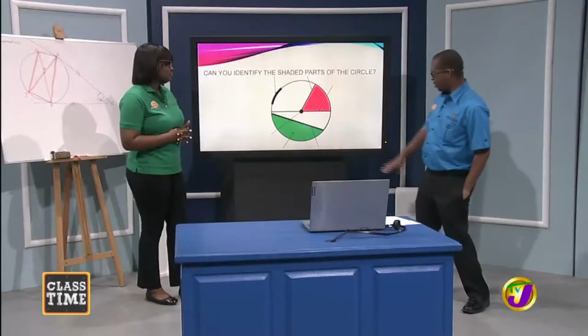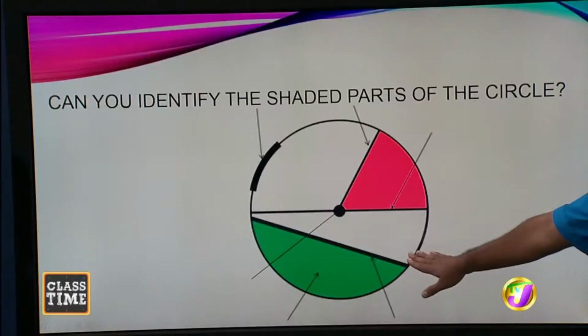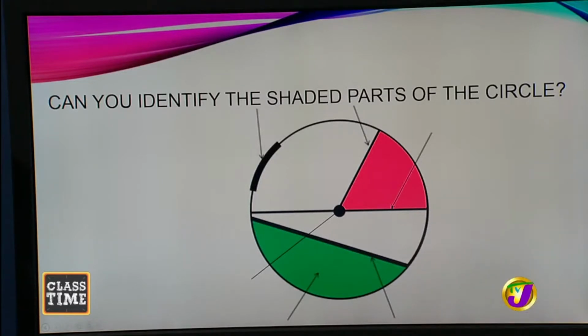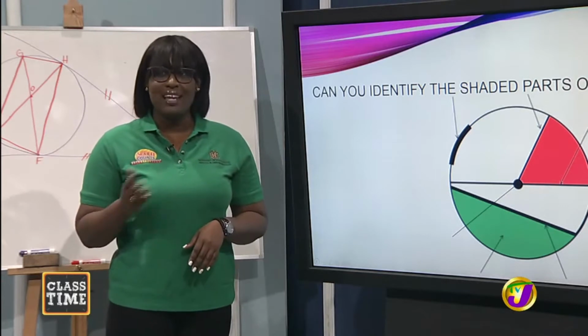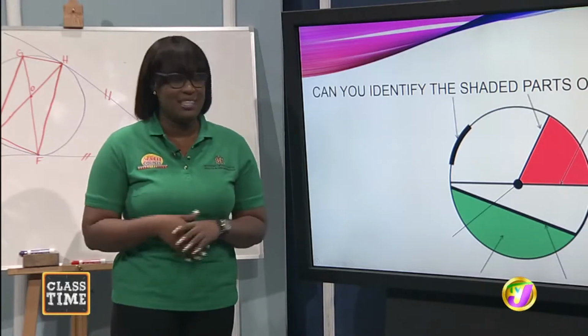I think anything else? This green area down here is called a segment. And because it's the smaller segment, I would think it is the minor segment. Okay, so we have a minor segment as well. How about that red section there? That one is tricky. It's bounded by 2 radii and the circumference, so I think it must be a sector. All right. So guys, I wonder if you at home were identifying the shaded parts of the circle. But let's check and see if our answers are correct.